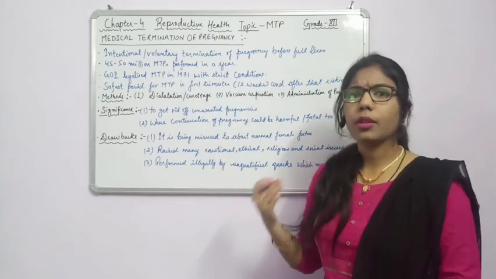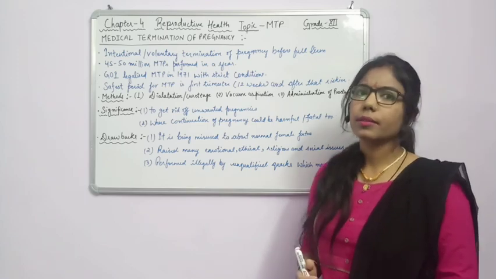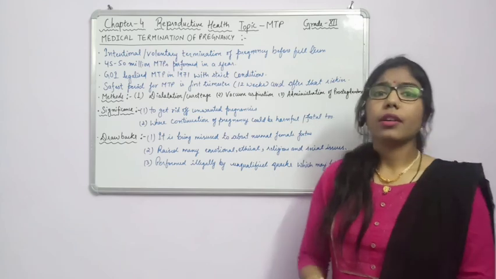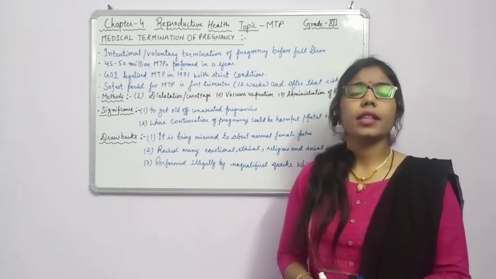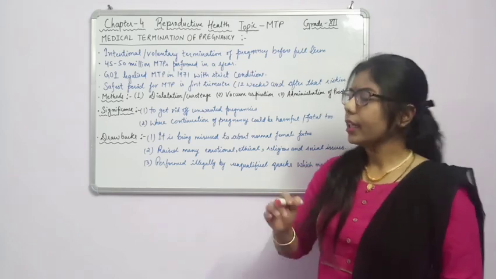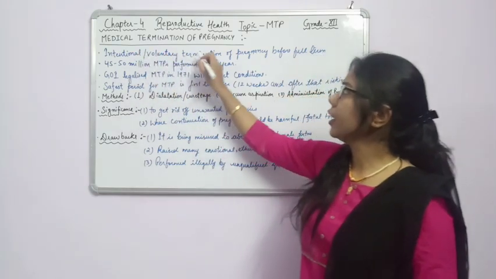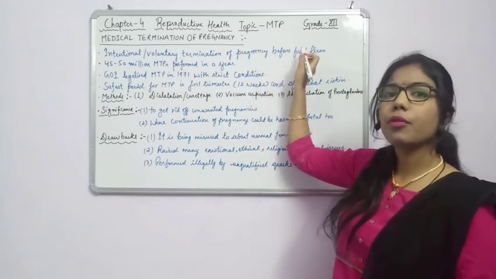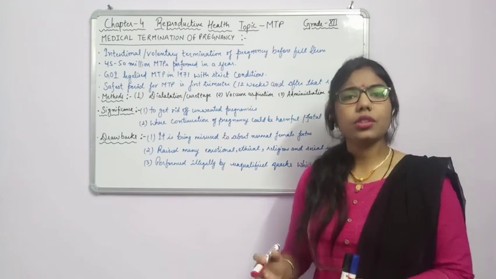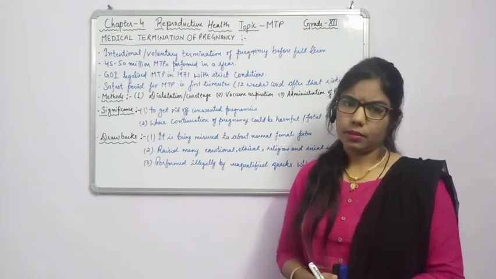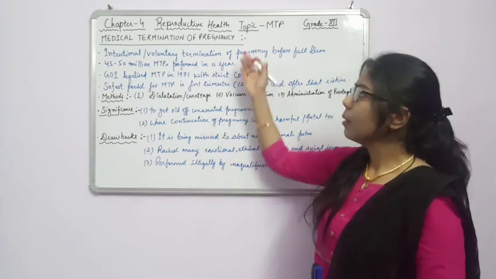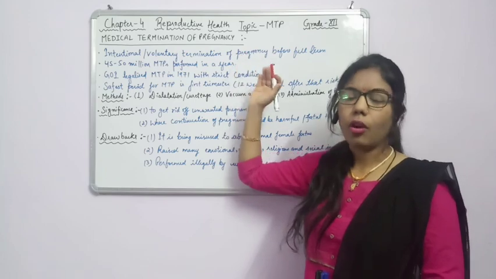So here are different objectives to do this. Now we'll start with the MTP. MTP is, in a general way, if you say, abortion or the intentional abortion. Okay, here I have written the definition: intentional voluntary termination of pregnancy before full term. We know that in human beings the pregnancy period or the gestation period is of 9 months. So before that, if any pregnancy is terminated, that is known as medical termination of pregnancy.